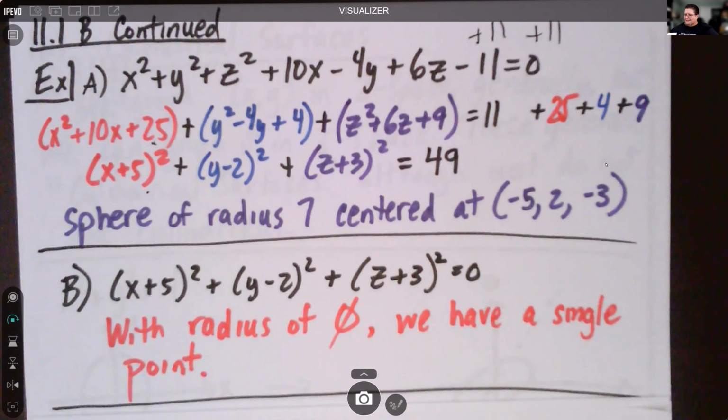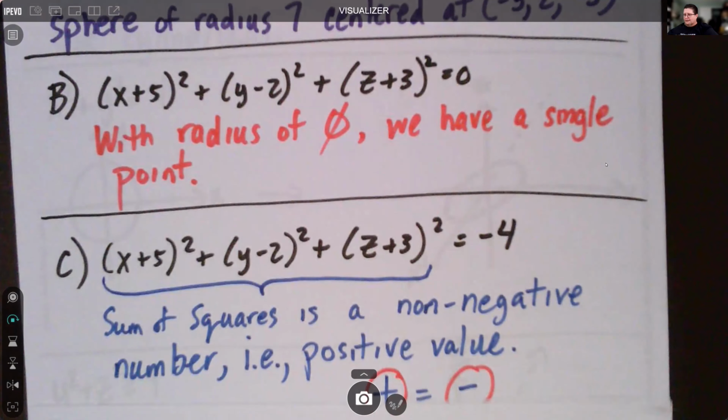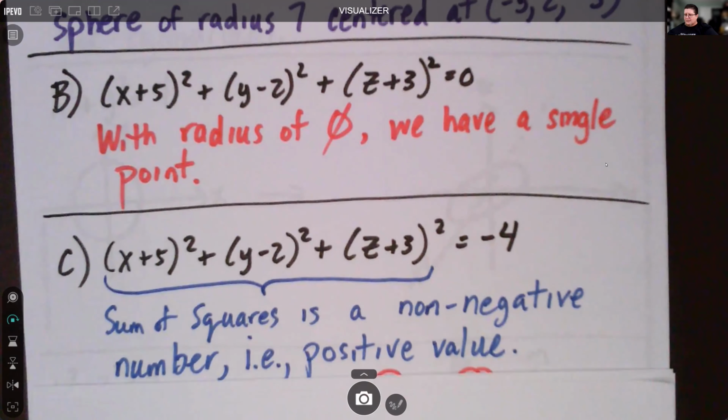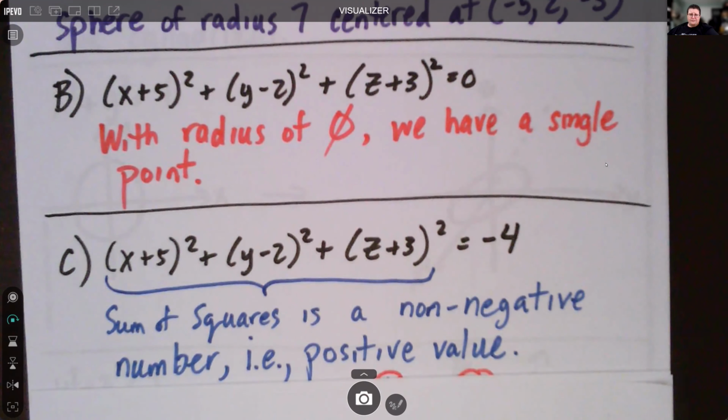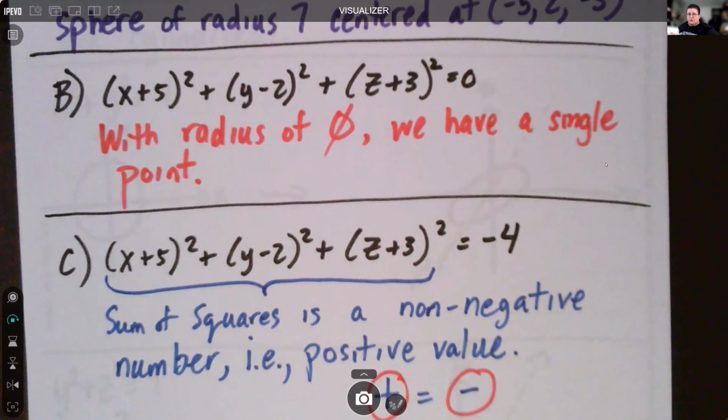And obviously the last scenario would be where the right side is negative. The left side is a bunch of squared terms, and squared terms are non-negative. They're positive values, so the sum of them should be positive or non-negative. They could all be zero, but zero or a positive number never equals a negative number. So we have no solution. And I will have another video for the next section.